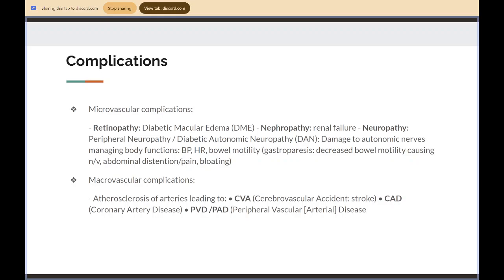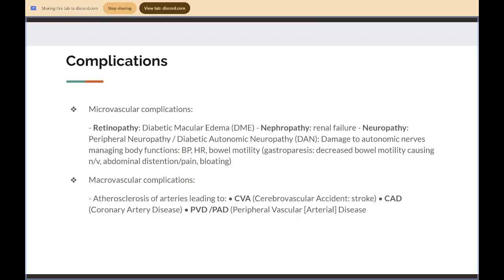So, we have retinopathy. You can notice diabetic macular edema. In the kidneys, we have nephropathy. There can be renal failure, neuropathy in the nerves. So there can be diabetic autonomic neuropathy and peripheral neuropathy in the hands and the feet. Now, the DAN is going to be the autonomic nerves that manage body functions, so BP, heart rate, bowel motility. And in the bowel, you can have gastroparesis, which is decreased bowel motility, causing nausea, vomiting, abdominal distension or pain, and bloating.